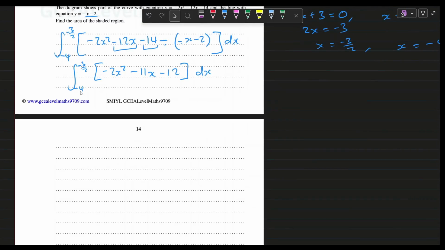Alright, so let's go ahead and integrate. We've got -2x squared, so that's -2x. Add 1 to 2, you get 3. Divide by this 3. Then -11x, add 1 to 1, you get 2. Divide by this 2. And then -12, that's technically x to the 0. So add 1 to the 0, you get 1, divided by 1. So that would still be the same. And we are going from negative 4 all the way up to negative 3/2.